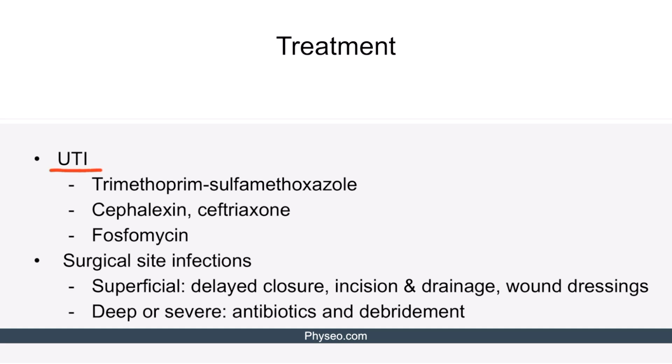Well, for these, you're going to give broad-spectrum antibiotics. And that's going to cover most of the common organisms that are implicated in UTIs. For example, trimethoprim-sulfamethoxazole, or Bactrim, or cephalexin, or ceftriaxone, and fosfomycin are most commonly used in this scenario. And again, those will cover most everything, including E. coli and Enterococcus. But again, that's just empiric stuff that you throw at them.